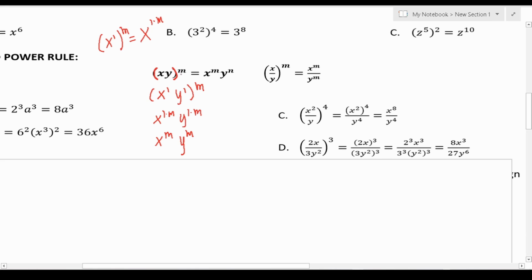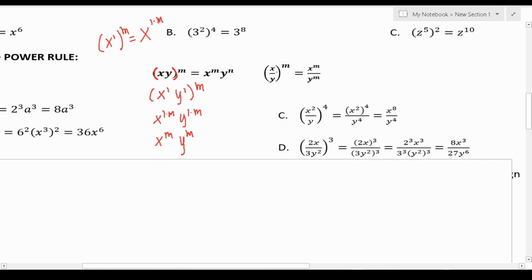It's basically like distributing this power to these bases via the power rule. Okay, so that's all it is. It's just a more complicated version of the power rule. So let's take a look at this example real quick.